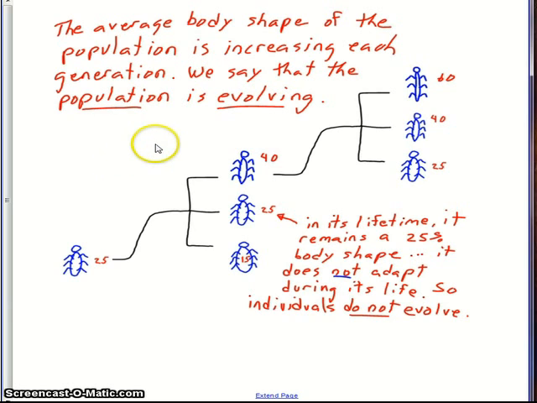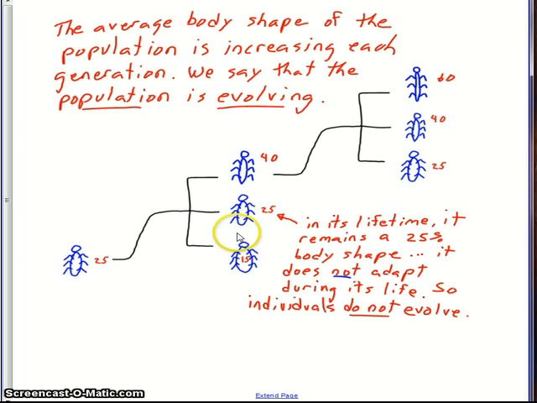In this slide here, we see the concept of how the average body shape of the generation is increasing each generation over time. In this case, we've got 15 percenters, 25 percenters, and 40 percenters, but again, the 40 percenters will have an advantage, so they're going to have more offspring than the 25 and 15 percenters. When they have offspring, the average body shape of the next generation is going to be higher than the previous average, right? That's because it was only the 40 percenters that had the advantage here, and so they are going to be increasing the average body shape of the next generation.